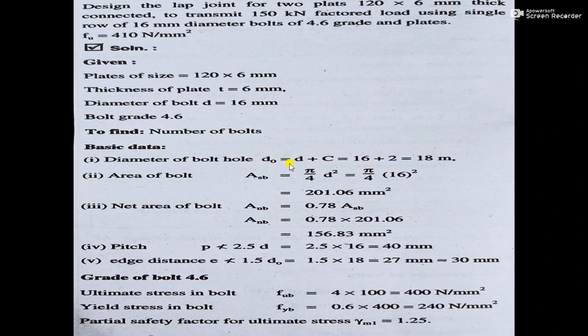That is, gross diameter is equal to DN, nominal diameter, plus clearance, and that clearance is 2. So total hole diameter or gross diameter is 18 mm. Then calculate the area of bolt. The area of bolt is calculated considering the nominal diameter of the bolt, that is pi by 4 into d square. Since the bolt is given as a diameter, its area is pi by 4 d square, that is equal to 201.06 mm square. Now net area of bolt, that is ANB.